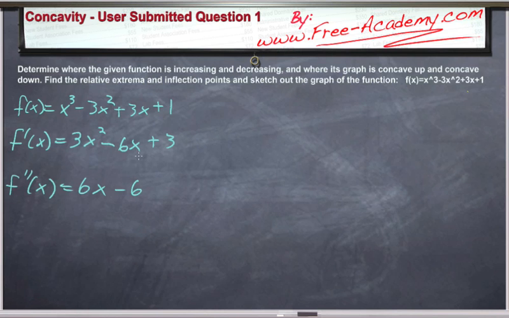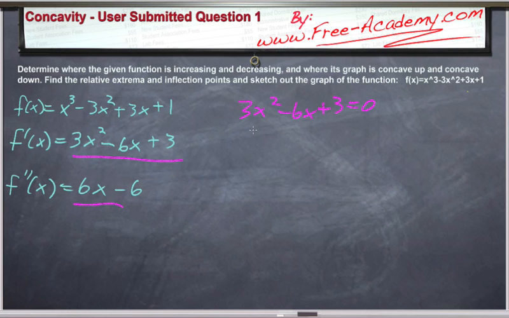The next thing we need to do is find where the first and second derivatives are both equal to 0. So 3x squared minus 6x plus 3 equals 0. The reason that we need to do this is because this is going to tell us where our critical points are. And once we find where the zeros are in the second derivative, this is going to tell us inflection points and things of that nature.